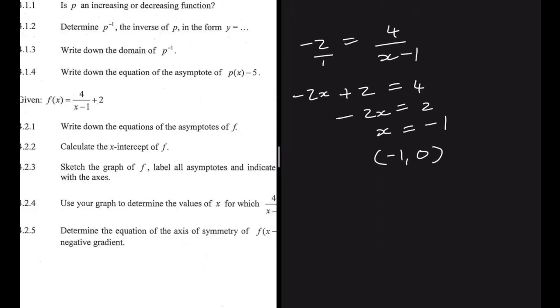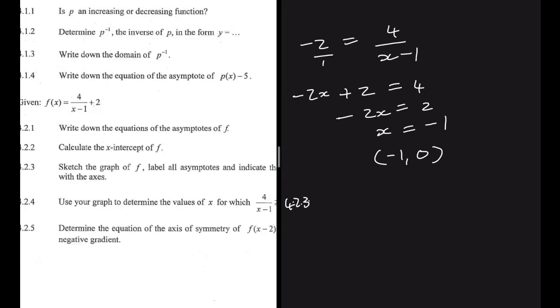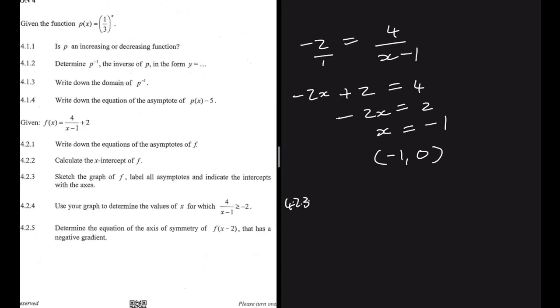And now 4.2.3, we are required to sketch the graph of f and label all asymptotes and indicate the intercepts with the axis. So in 4.2.2, we only calculated the x-intercept, but now we are required to indicate the intercepts, right? So we need to find the y-intercept. For the y-intercept, x is equal to 0.